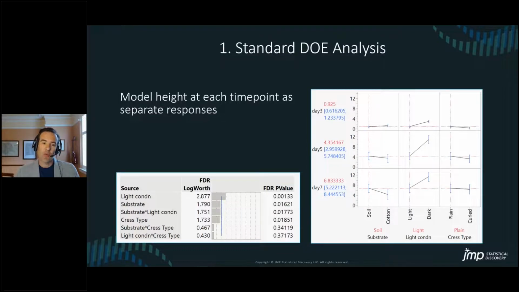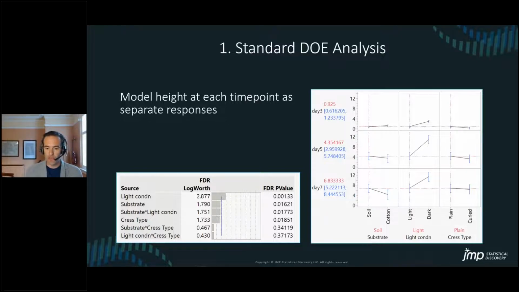So let's start just with standard DOE analysis. How would we model this just using our standard DOE modeling tools? Well, we would model the factors against some responses. What we can do here is say the height on day 3, the height on day 5, the height on day 7 are 3 separate responses, and we just model against those responses. We see how the factors affect each of those responses individually. In JMP, we can combine that into the same visual here. This is a prediction profiler. This is how we visualize these models in JMP.